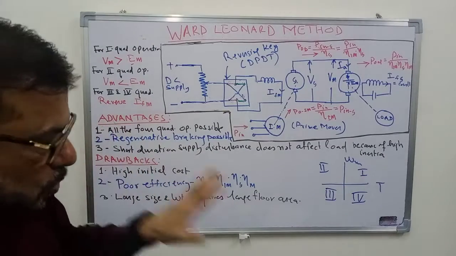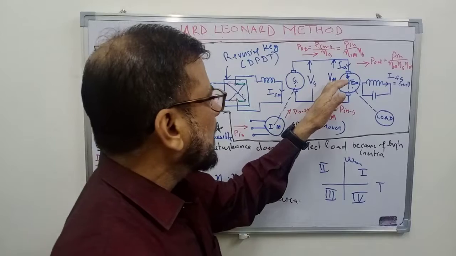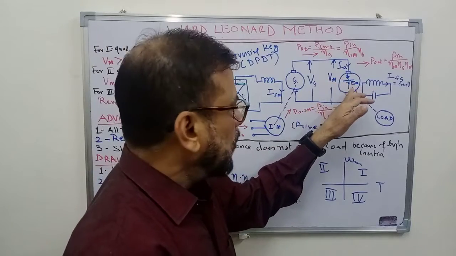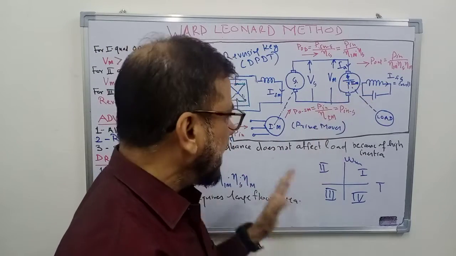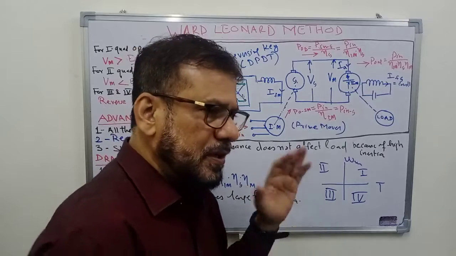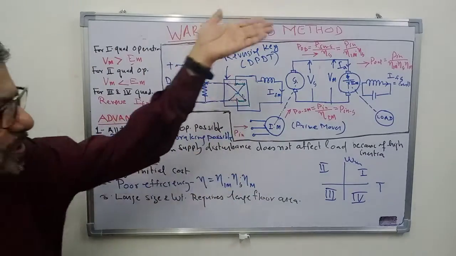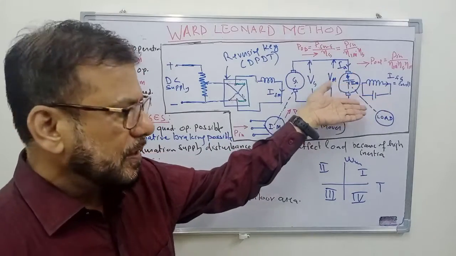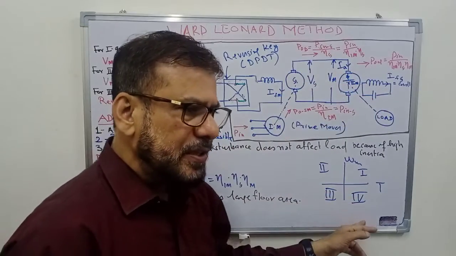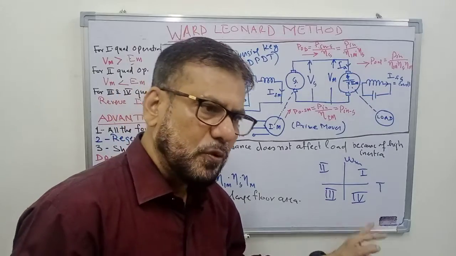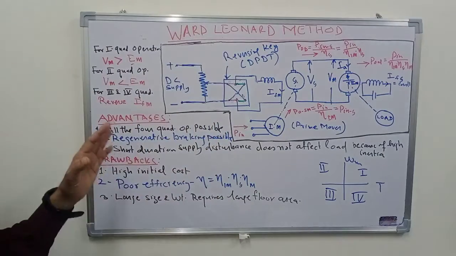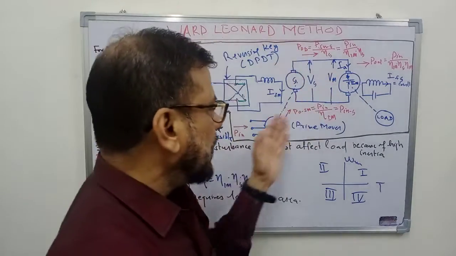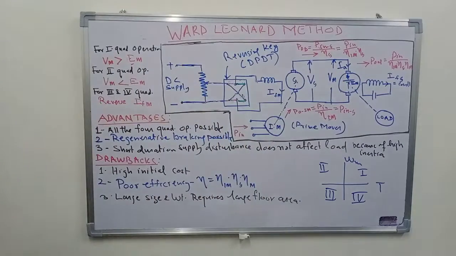In the case of motor, the voltage here will be more than back EMF, and you will have the third coordinate operation. For generating mode, you have to reduce the voltage here below the back EMF, so that we have the generating mode, that is the fourth coordinate operation. So in that way all the four coordinates operations are possible.